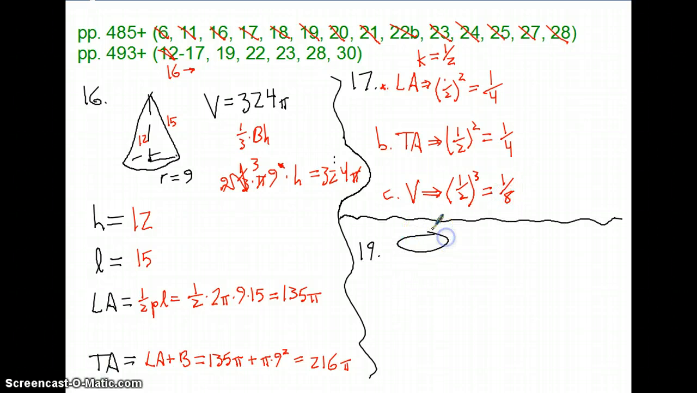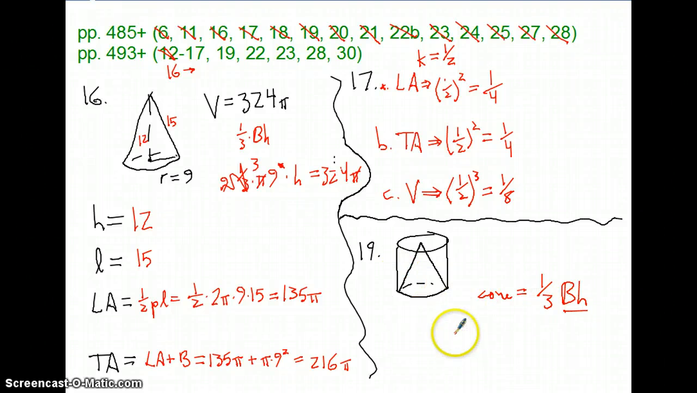In 19, if we're talking about a cone and a cylinder that have the same radius and the same height, it's going to look like this. You could stick the cone right inside the cylinder, and you know the volume of the cone is 1/3 area of the base times height. Base times height by itself would have been the whole cylinder. So this is just 1/3, because there's a 1/3 in the volume formula for the cone, but not in the cylinder. Everything else is the same.